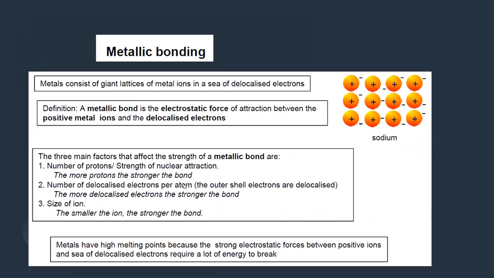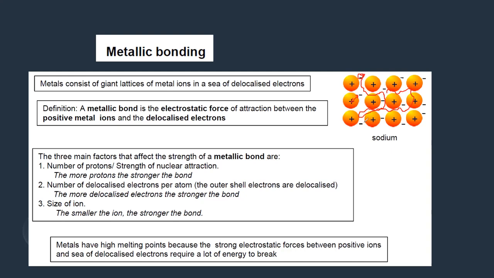Then what is the concept of the metallic bond? In metals, we have a lattice of positive ions and delocalized electrons. The lattice of positive ions is a giant structure, and there are delocalized electrons. These electrons can move within the structure anywhere. The attraction between the positive ions and the electrons is referred to as the metallic bond.